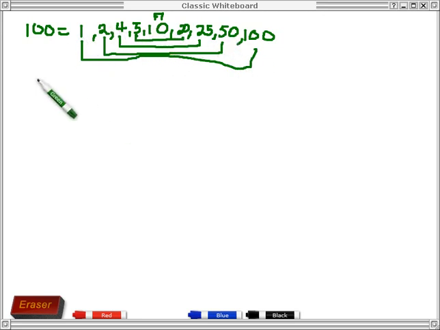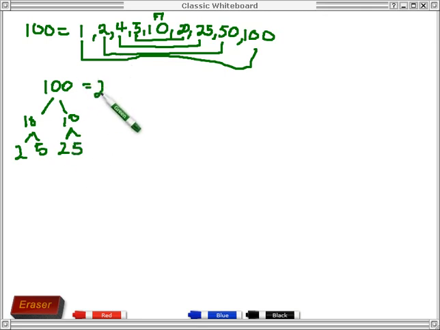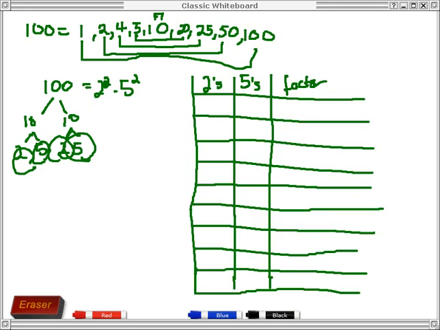So now if we try to do this using the other method, using the prime factorization, well, 100 is 10 times 10. And then split the 10s as 2 times 5, 2 times 5, and we're going to get 2 times 2, which is 2 squared, and then 5 times 5, which is 5 squared. So we get 2 2's and 2 5's. So now I'm going to build the chart.